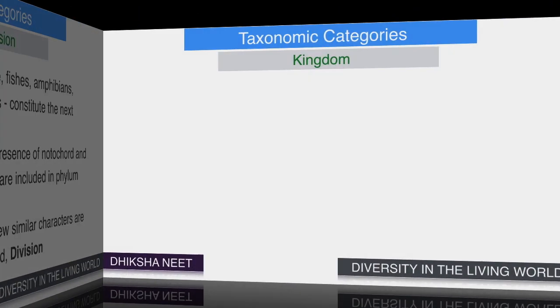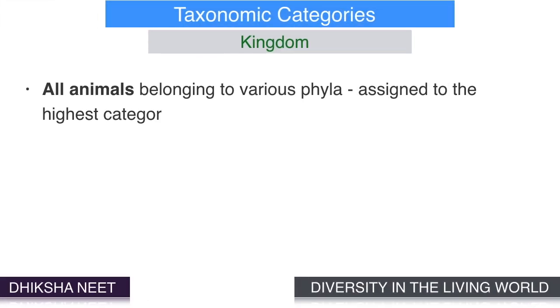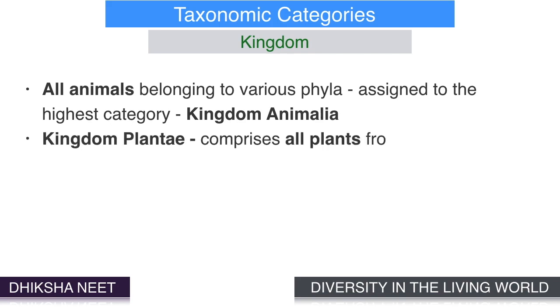Taxonomic category kingdom. All animals belonging to various phyla are assigned to the highest category called kingdom Animalia in the classification system of animals. The kingdom Plantae, on the other hand, is distinct and comprises all plants from various divisions. Henceforth, we will refer to these 2 groups as animal and plant kingdoms.